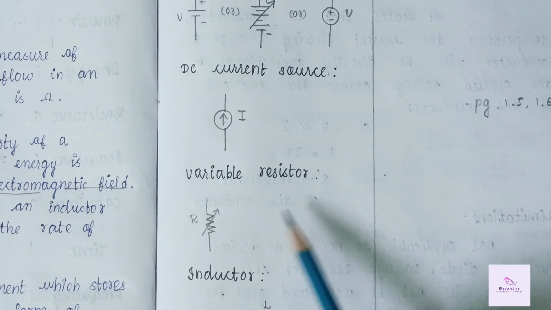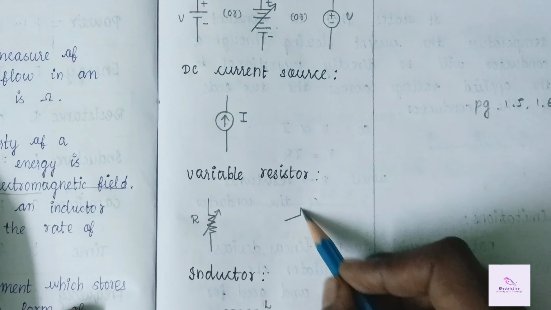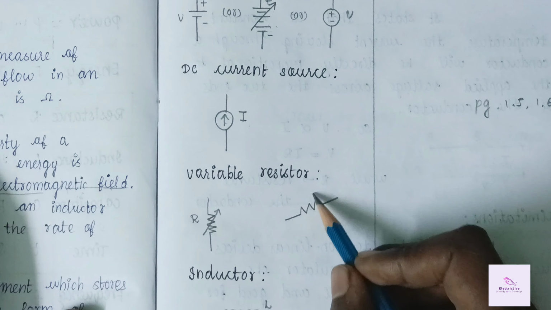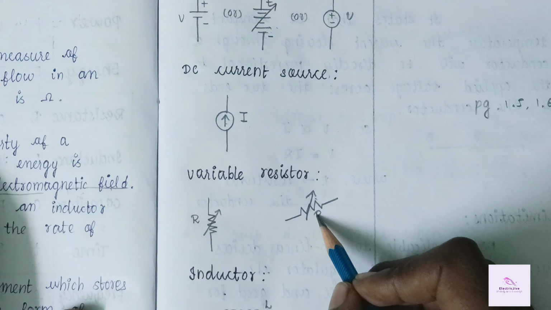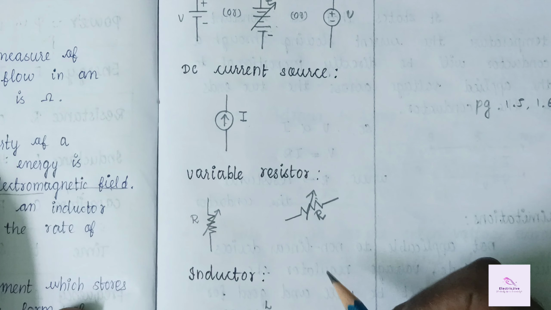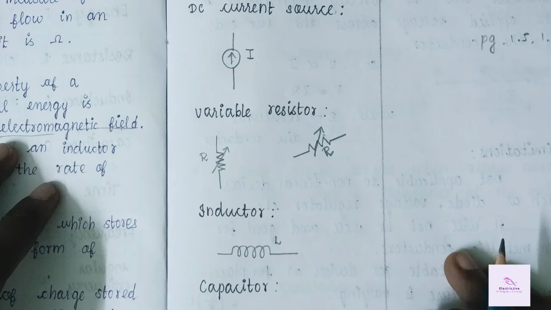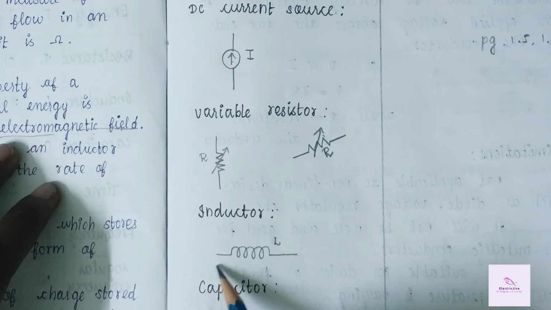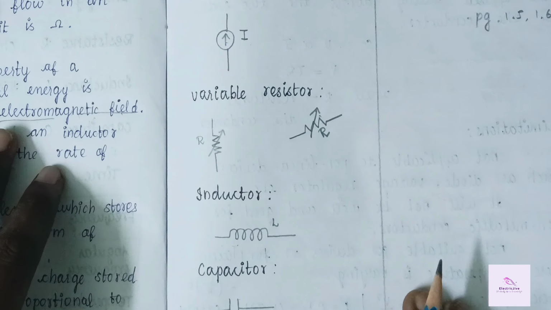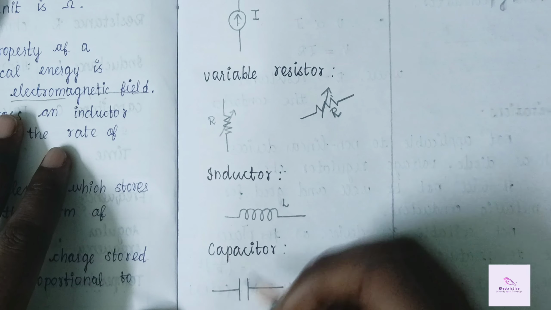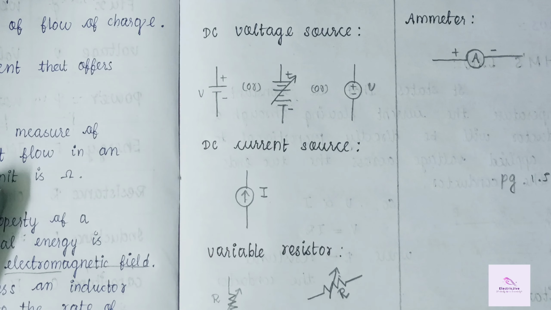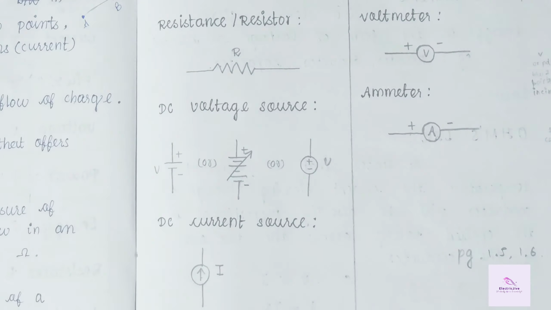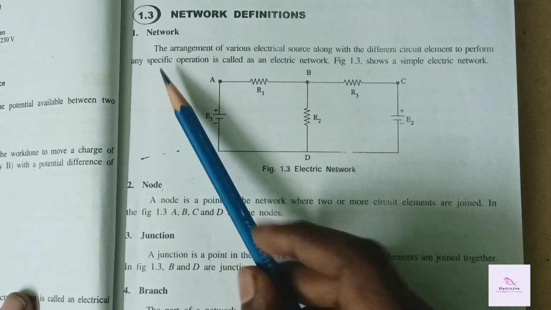Then variable resistor. A normal resistor is denoted like this and the variable resistor is denoted like this, and it's represented as R. Then inductor. Inductor is denoted as L and its symbol is this. Then capacitor. Capacitor is denoted as C. Then voltmeter.